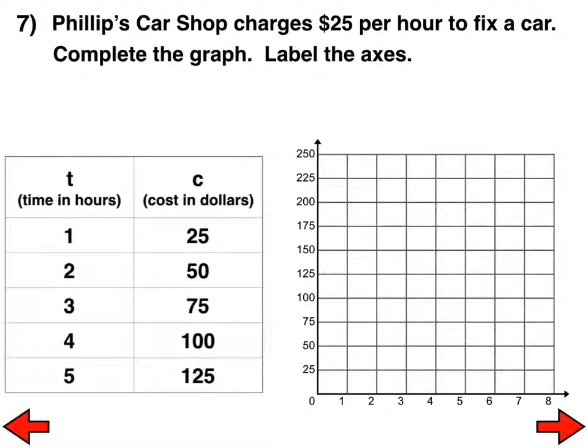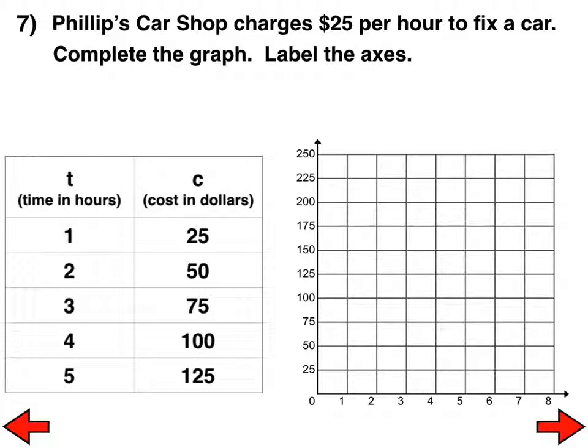All right, number 7, we're going to start off with these word problems now. This car shop, Phillip's car shop, charges $25 per hour to fix a car. I want you to complete the graph and label the axes.